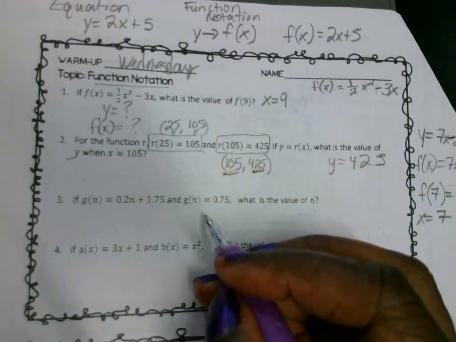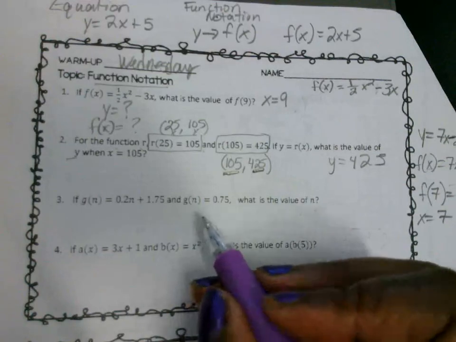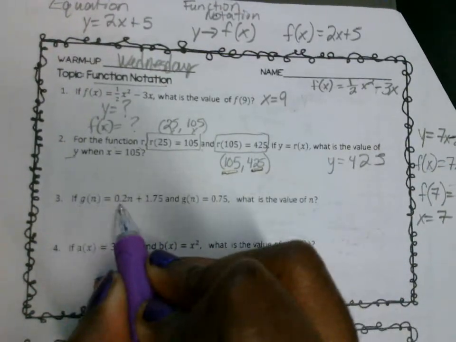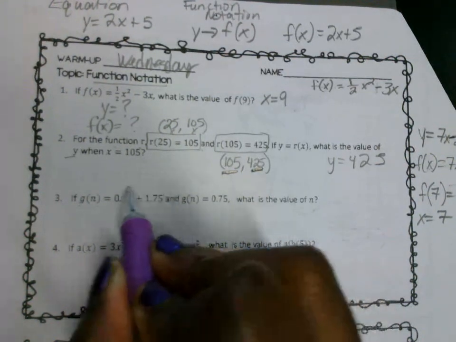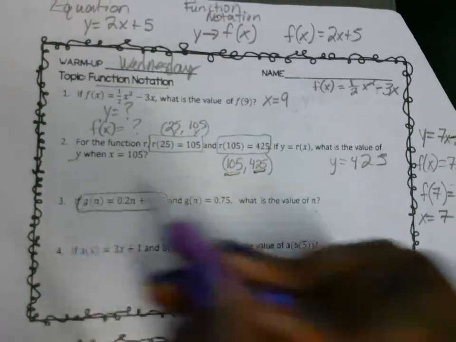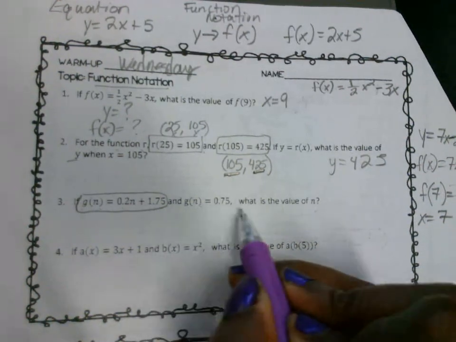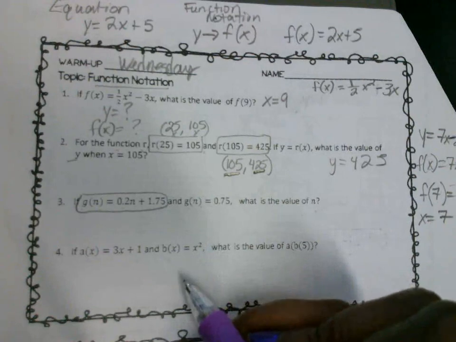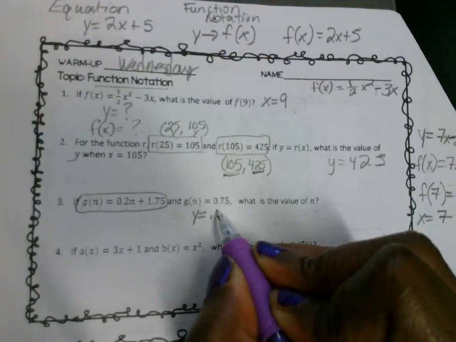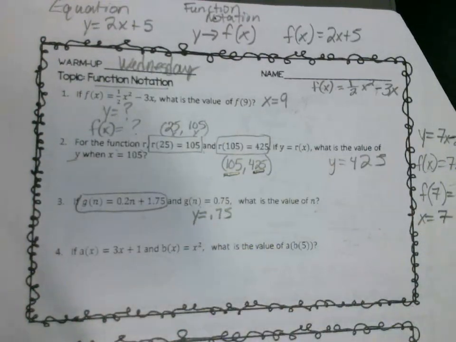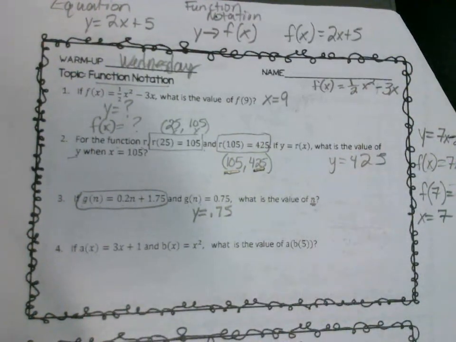All right. Let's look at this. G of n is equal to 0.2n plus 1.75. So here we got this function, this equation. G of n is equal to 0.75. What value are they giving us? Are they giving us x or are they giving us y? They are telling you that y is equal to 0.75. So you're trying to find what? The x, or n. So let's do that.